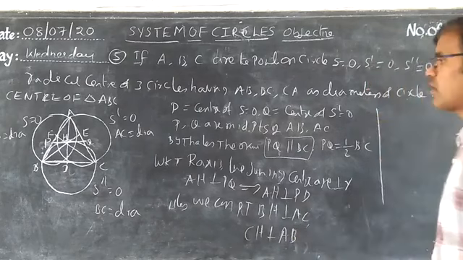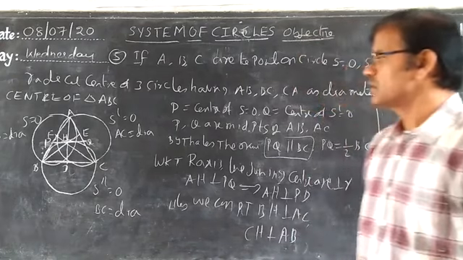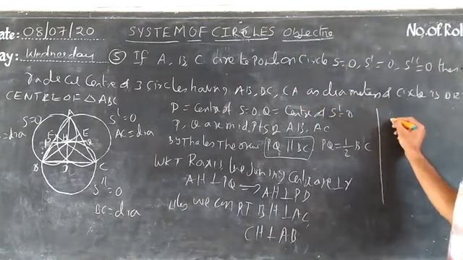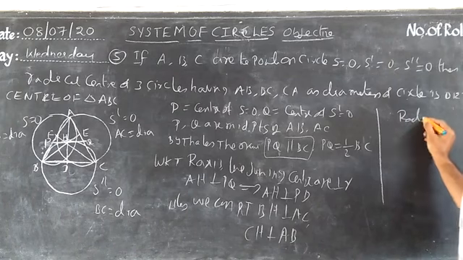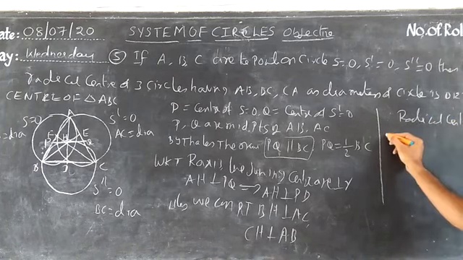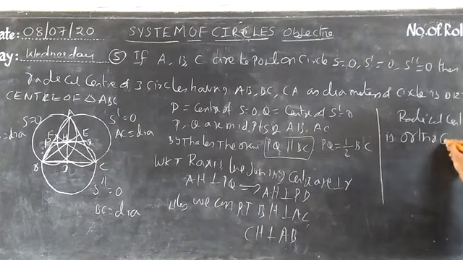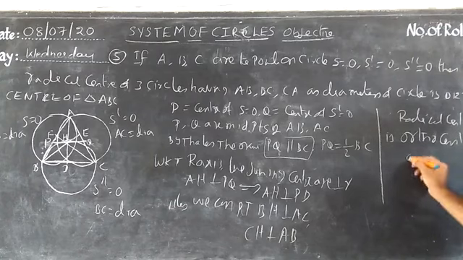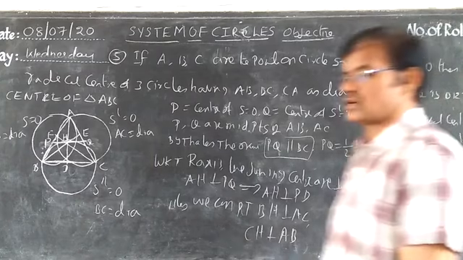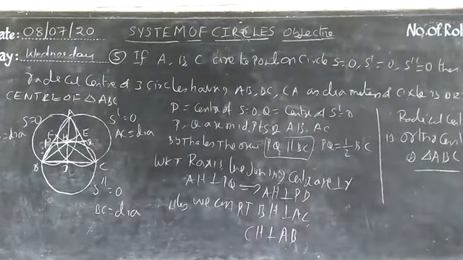So all the lines AD, BE, CF are intersecting at a common point. Therefore, you can say the radical center is the orthocenter of triangle ABC. This is an important point, and it is a synopsis, an important synopsis.